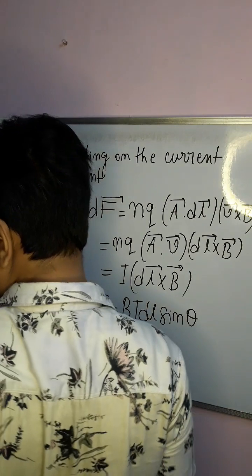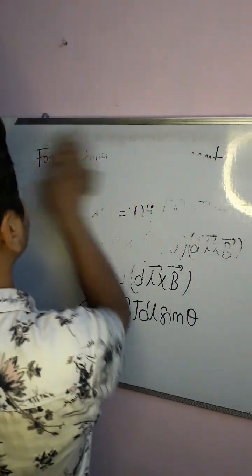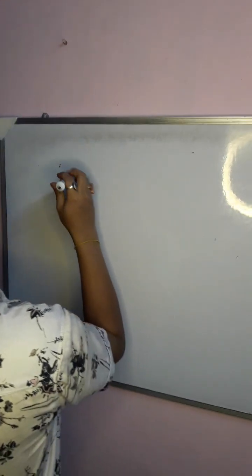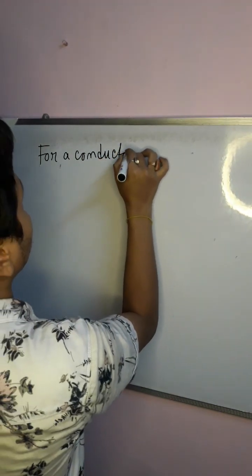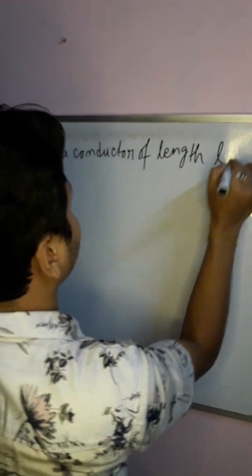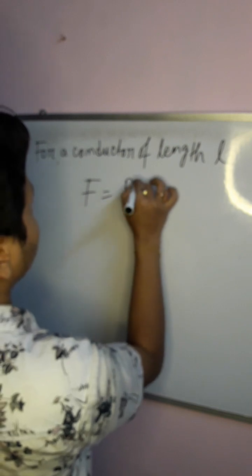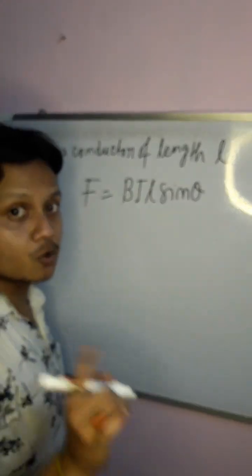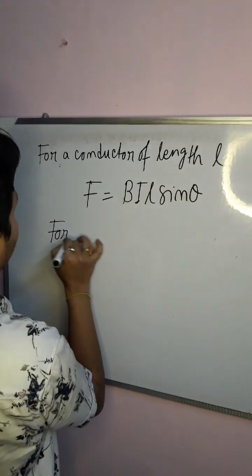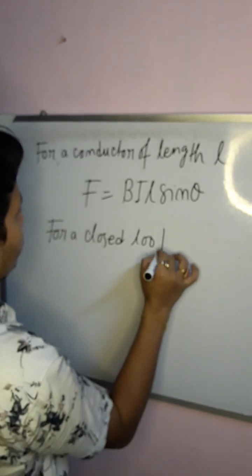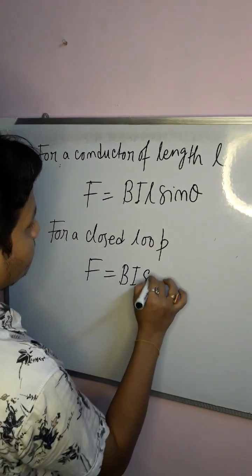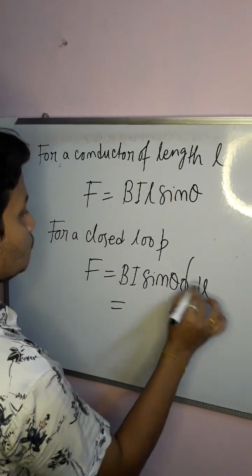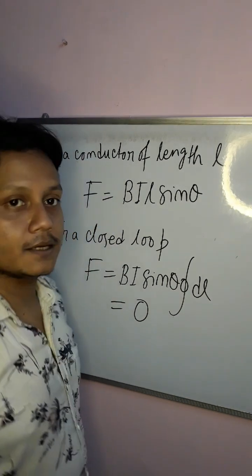Now let us simply discuss a few important cases. Suppose, for a conductor of length L, what happens? F is simply BIL sin theta, that you all know. Now for a closed loop, what happens? BI sin theta, this is dl, and for a closed loop this integral is 0, so the force will be 0. So these are the special cases.